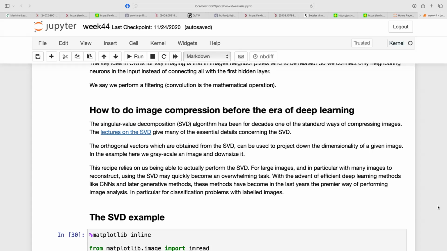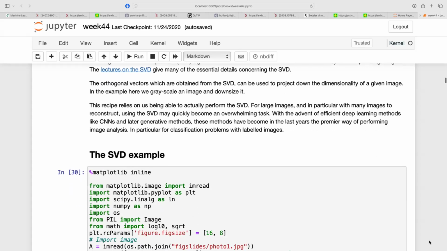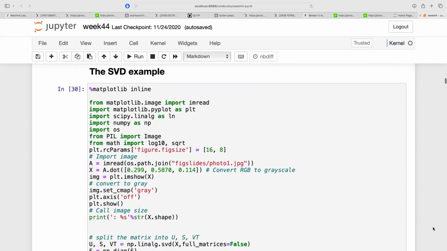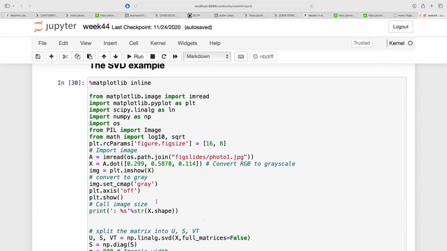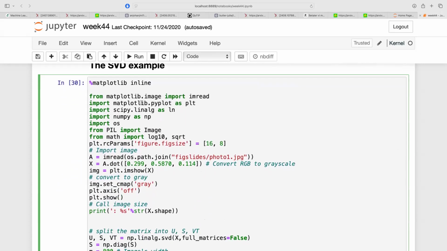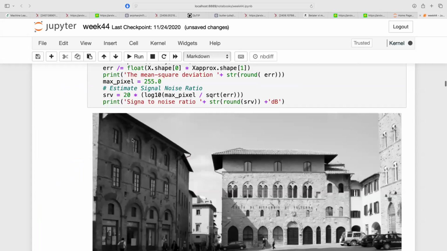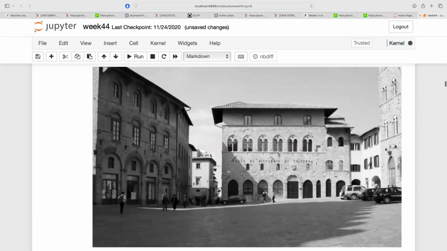So let's see how we can do that. There's a simple example program here where we actually take an image and we reduce its dimensionality by simply taking a large image and then looking at different splits. This is an image of a place you should visit, if you haven't been there. It's a beautiful town in Tuscany. It's called Volterra.